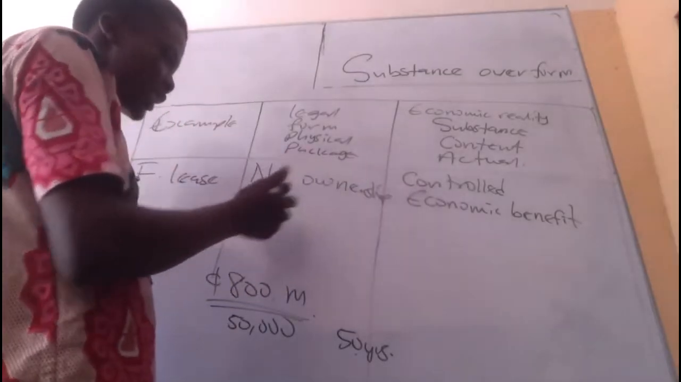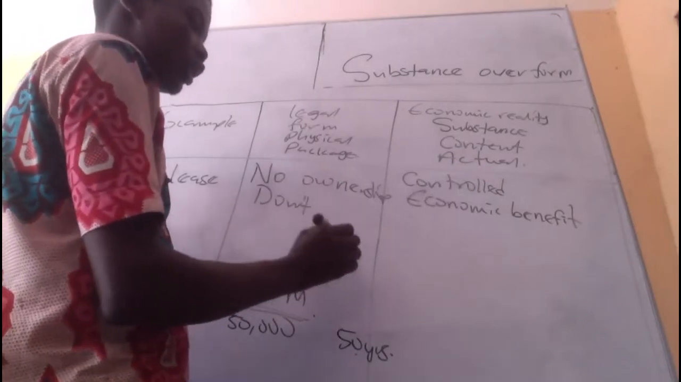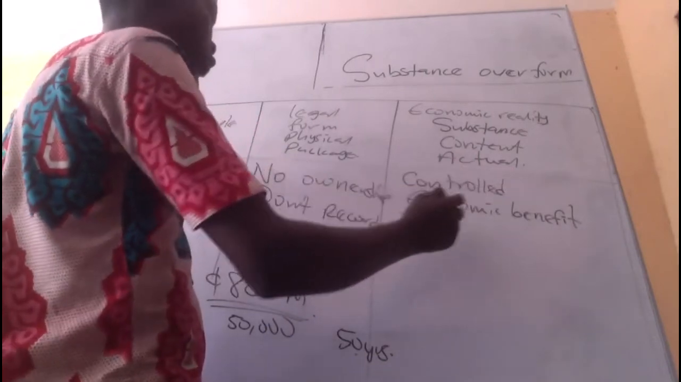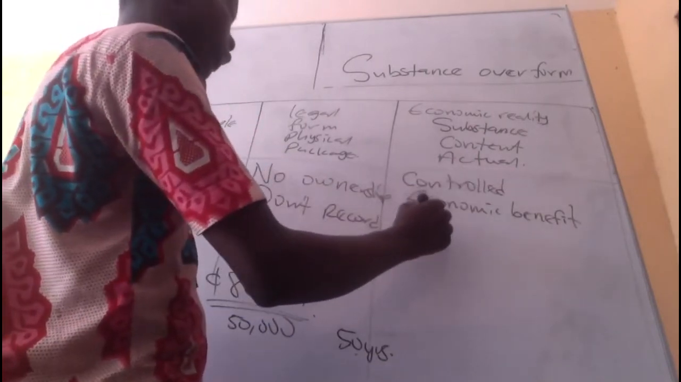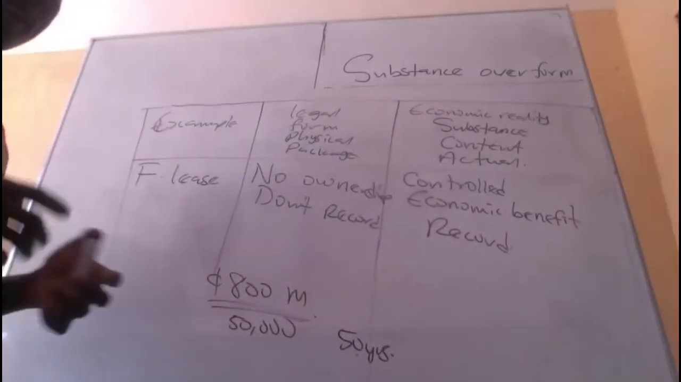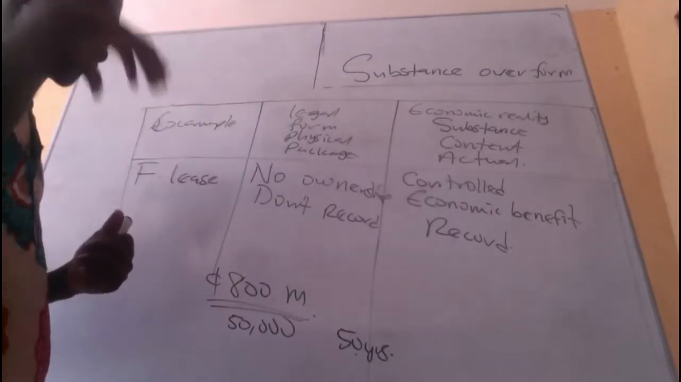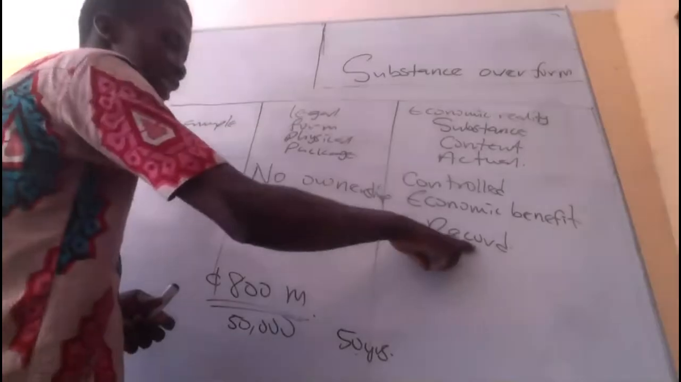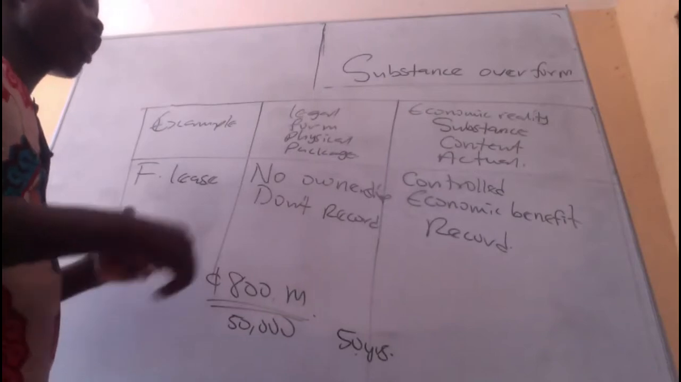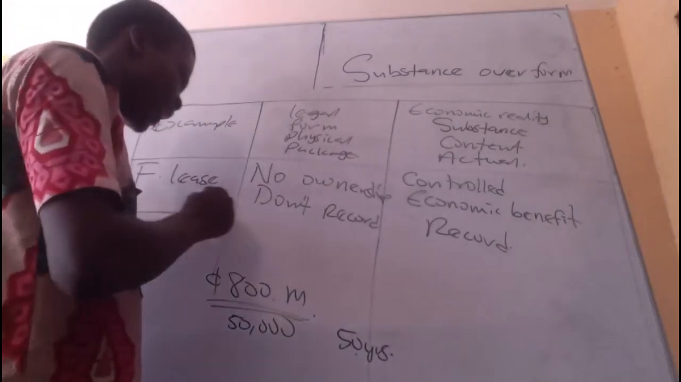Once there's no ownership, that would mean don't record. But once economic benefits move to us and we enjoy them, then you have to record. Such a transaction is called a substance over form transaction, where the economic reality is different from the physical or the legal form. So what do we do?